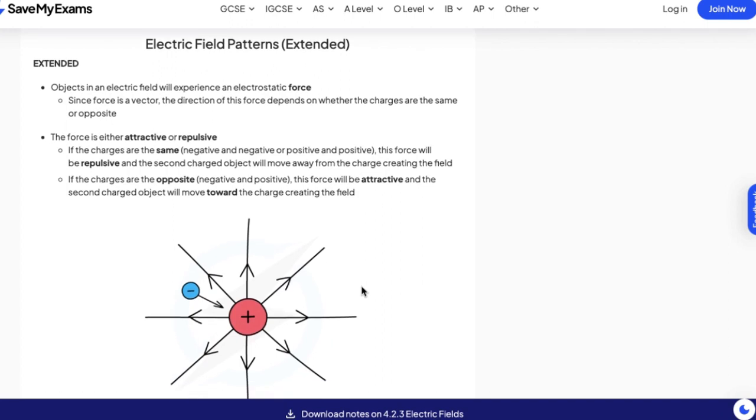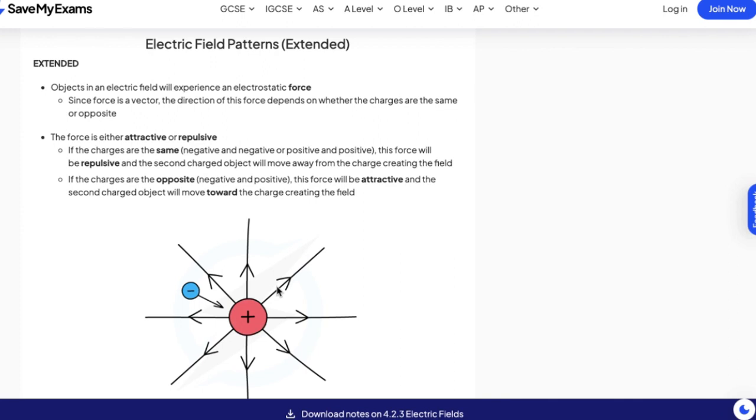So the pattern we see for objects in an electric field is that they experience an electrostatic force. That's already established. Every object you bring close to any electric field will experience some kind of force. So if you bring a piece of paper towards a pen that you rub against your hair, the piece of paper will feel some kind of force.